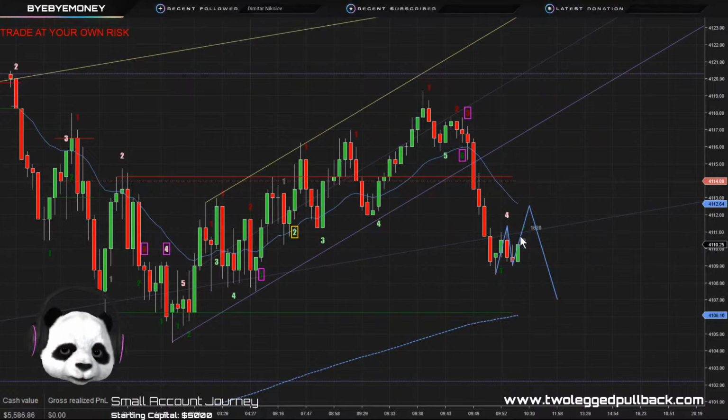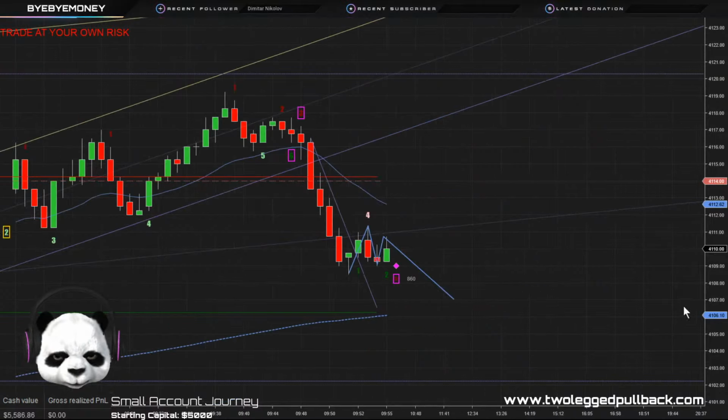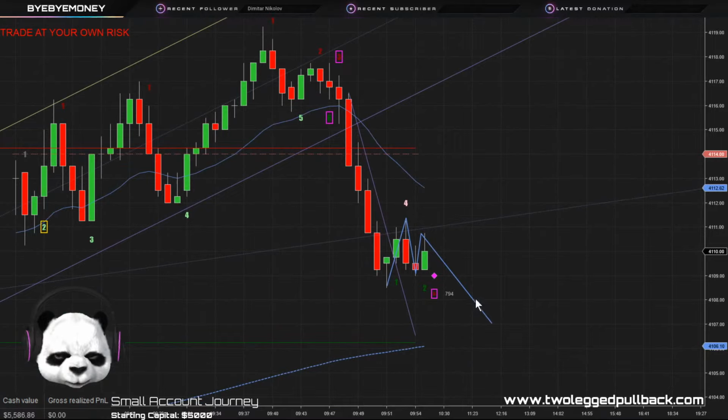All right, we have a two-legged pullback almost forming here. This is actually technically a two-legged pullback, but it's not close to our key area. So if it does happen, it hurts, but we have to skip it. We have to skip it because we're not there yet. You could count this as a downtrend, first break of the trend, and then retest the bottom here. But even then, I think that's difficult. That's a difficult trade to take. Let me zoom in so you can see a little bit more.